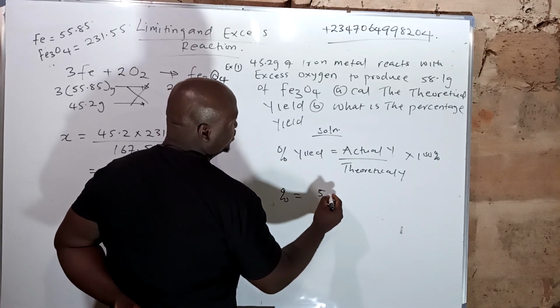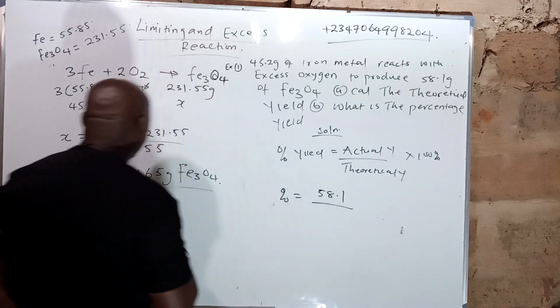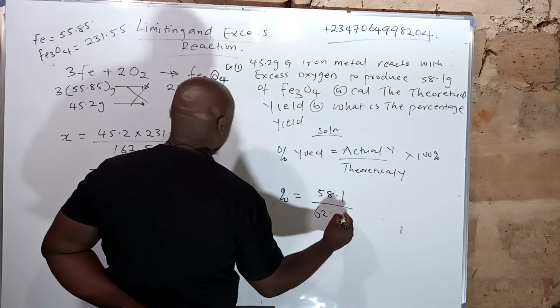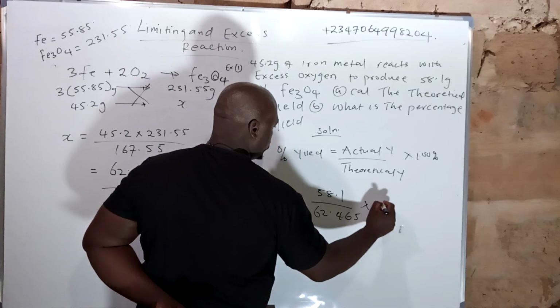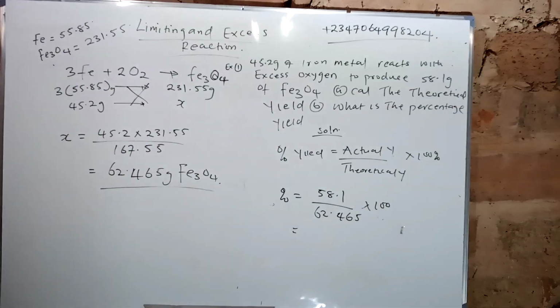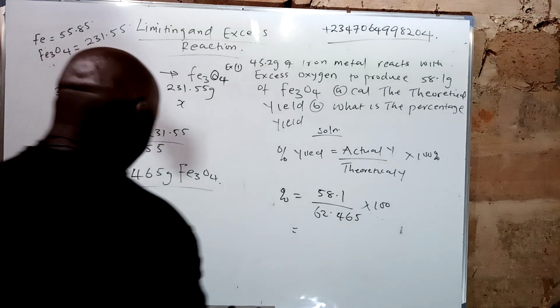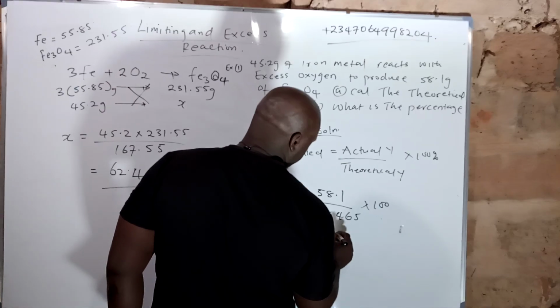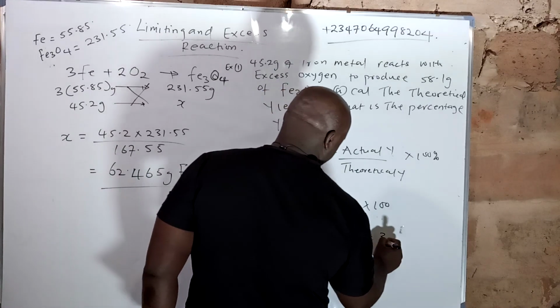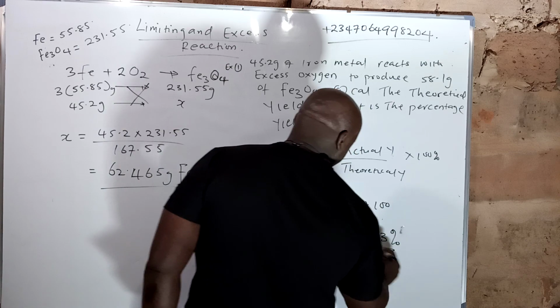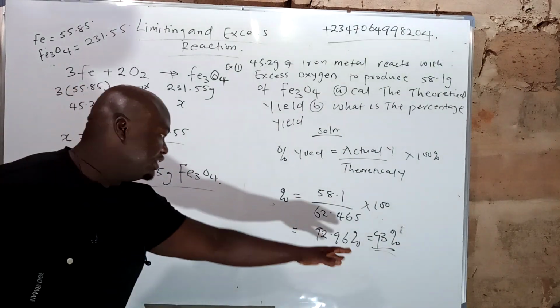So we have the actual yield, which is 58.1, all over the theoretical yield, which is 62.465, times 100. Now, if you punch it in your calculator, whatever you get should give you the answer immediately. So the percentage yield here should give you 92.96%, which is approximately 93%. If you approximate it, what you get is 93%.